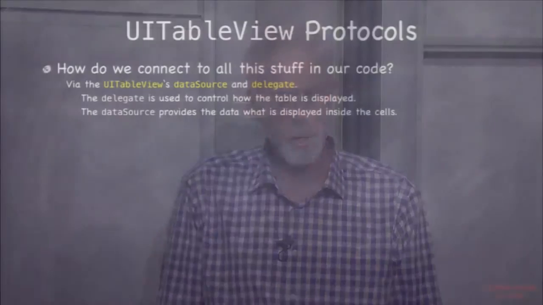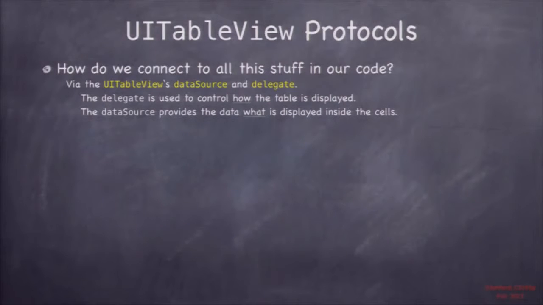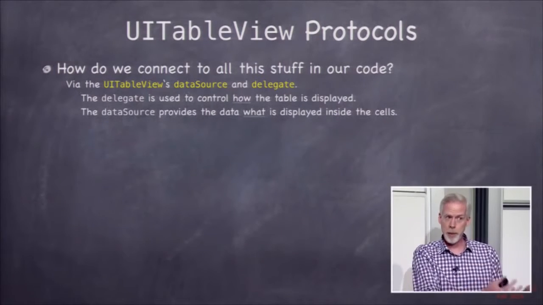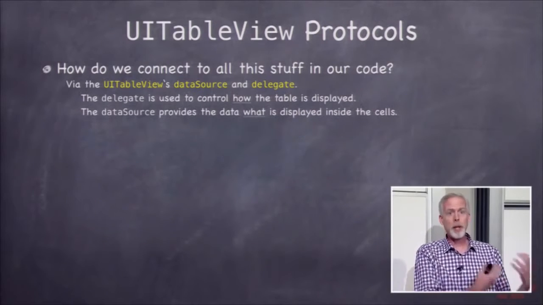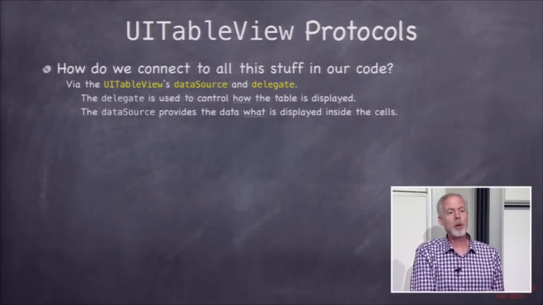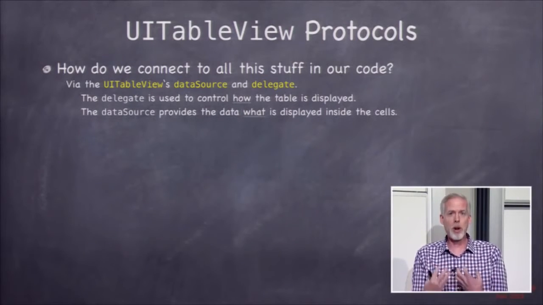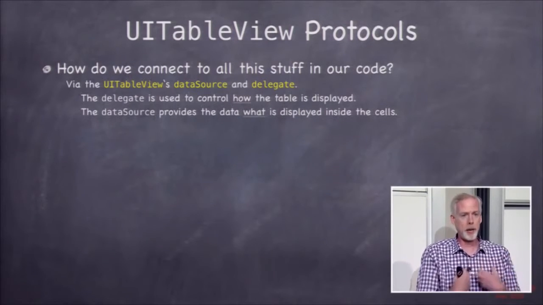Okay, so let's talk about these two really important protocols, the data source protocol and the delegate protocol. The data source protocol, which is id angle bracket UITableViewDataSource, is the contents of the table view. That's the data that's coming out of our database that's going into the table. In other words, it's the what that's being displayed. It's basically displaying our model, and remember our model is the what. So the data source brings the model into the table. The data source is a protocol implemented by the controller to bring the model's data into the view, the table view.